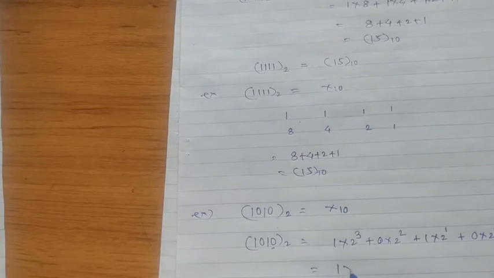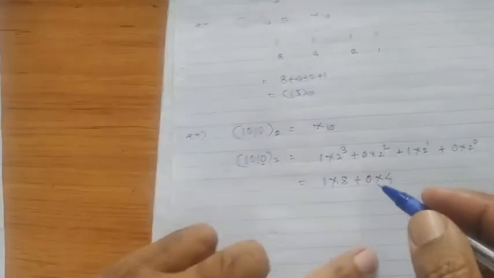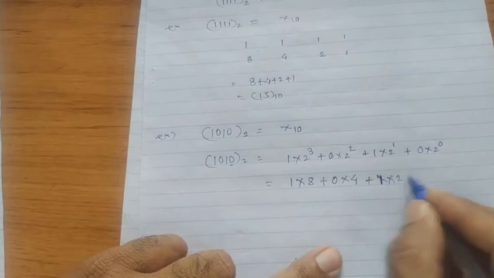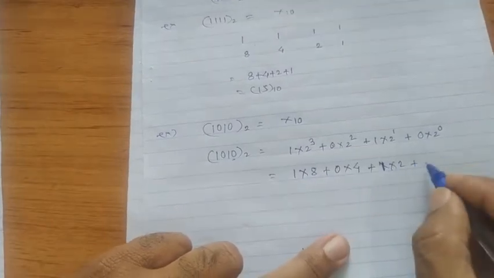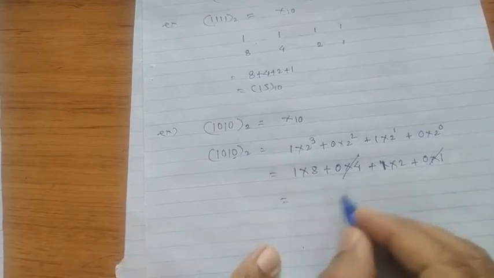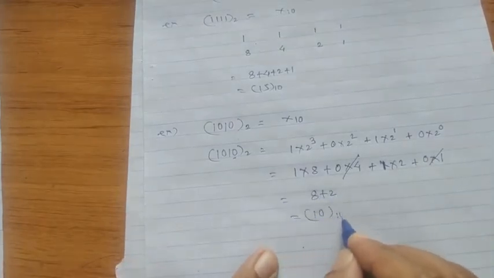Therefore 1 into 8 plus 0 into 4 plus 1 into 2 plus 0 into 1. Therefore 8 plus 2 is equal to 10 base 10. Now the second method.